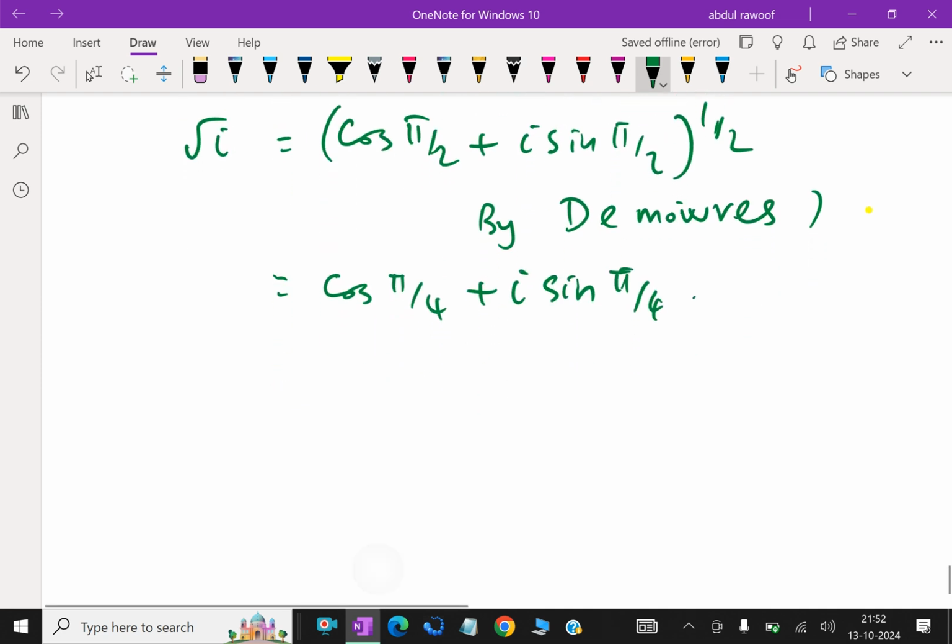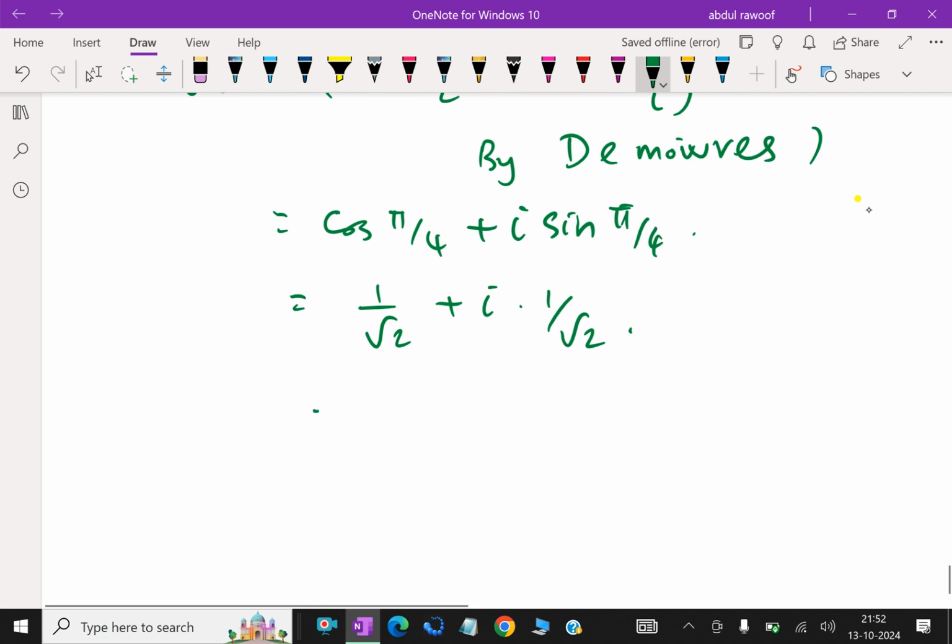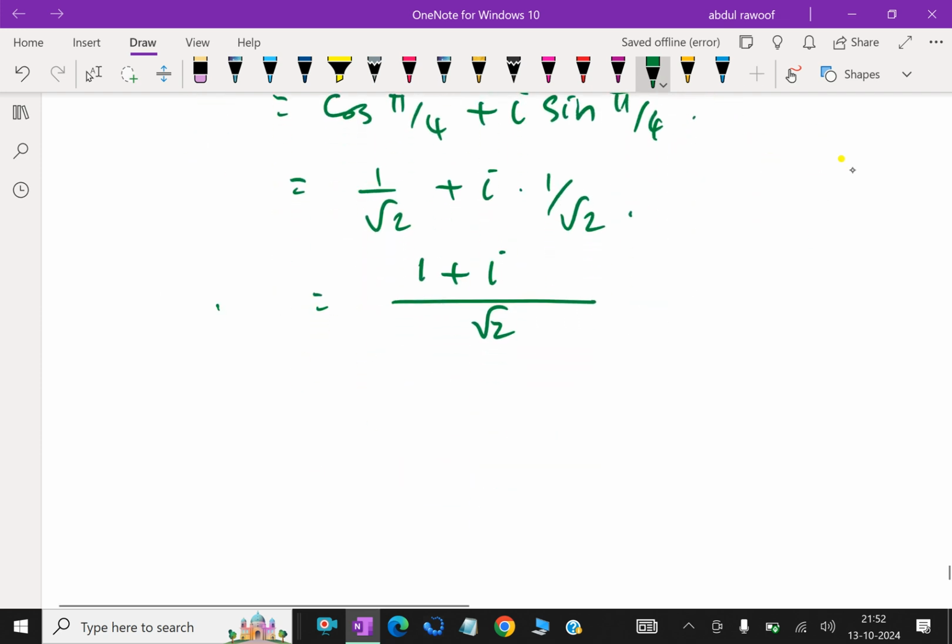We know that cos pi by 4 is 1 by root 2, plus i sin pi by 4, which is also 1 by root 2. Taking root 2 as a common denominator, this is 1 plus i over root 2, which is the square root of i. Therefore, the square root of i we got is 1 plus i over root 2.